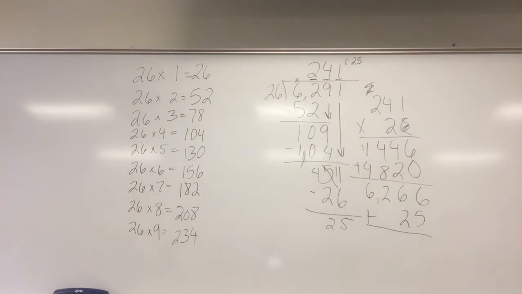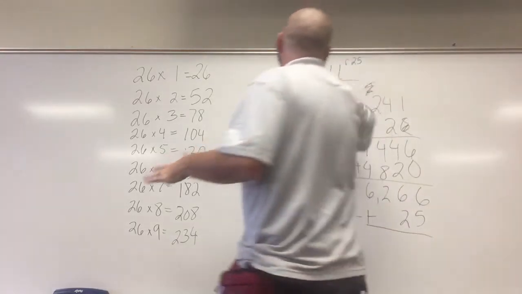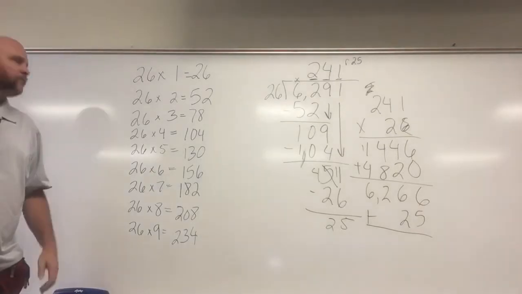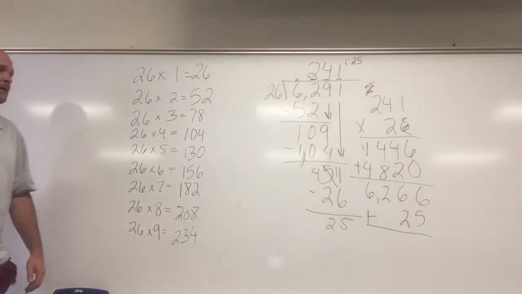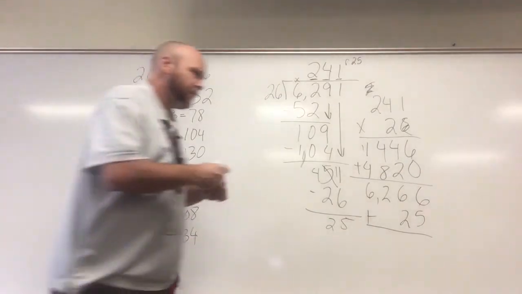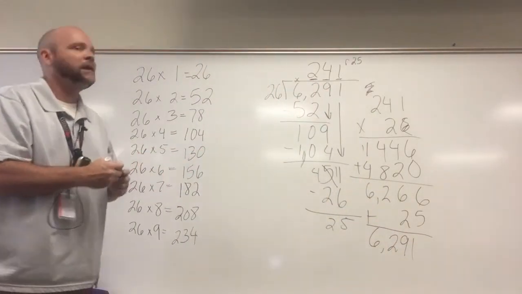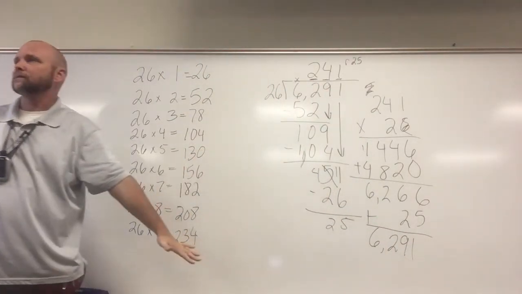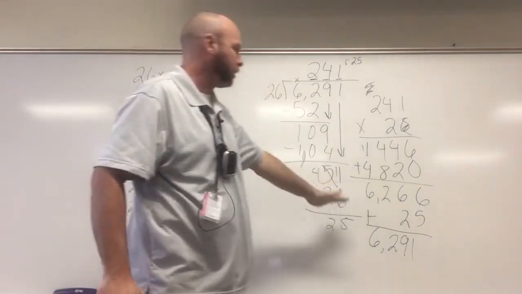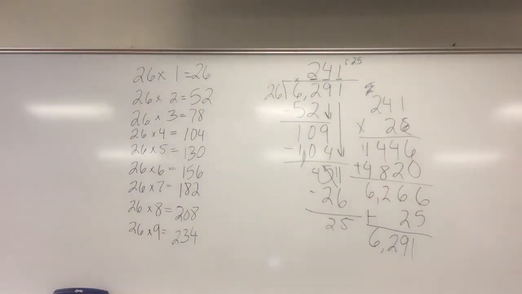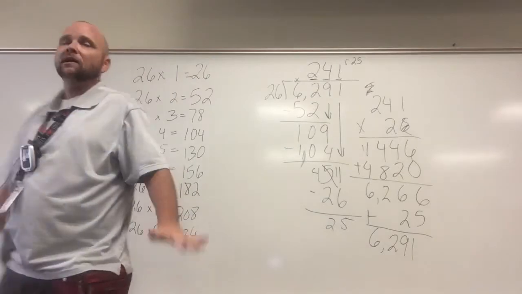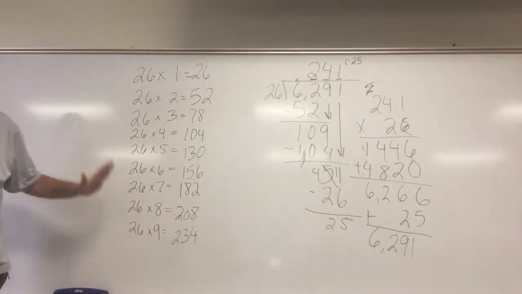So if I add 6,266 plus 25, and I get 6,291, that proves this is correct. Does it work? Yes. Okay. That means I did all of my math correct. I divided correctly, I multiplied it correctly, I added correctly. So I'm golden. Now this, writing out your multiples of a number, makes your life easier when you're dividing.